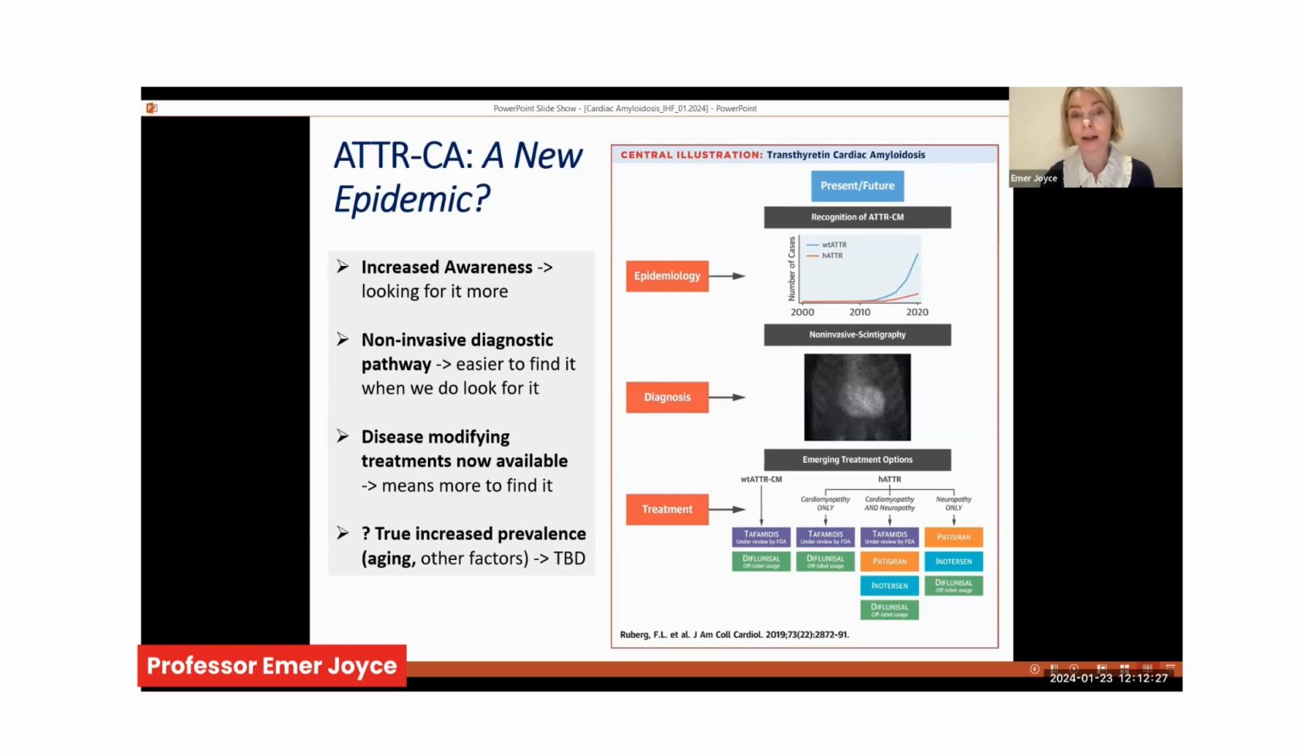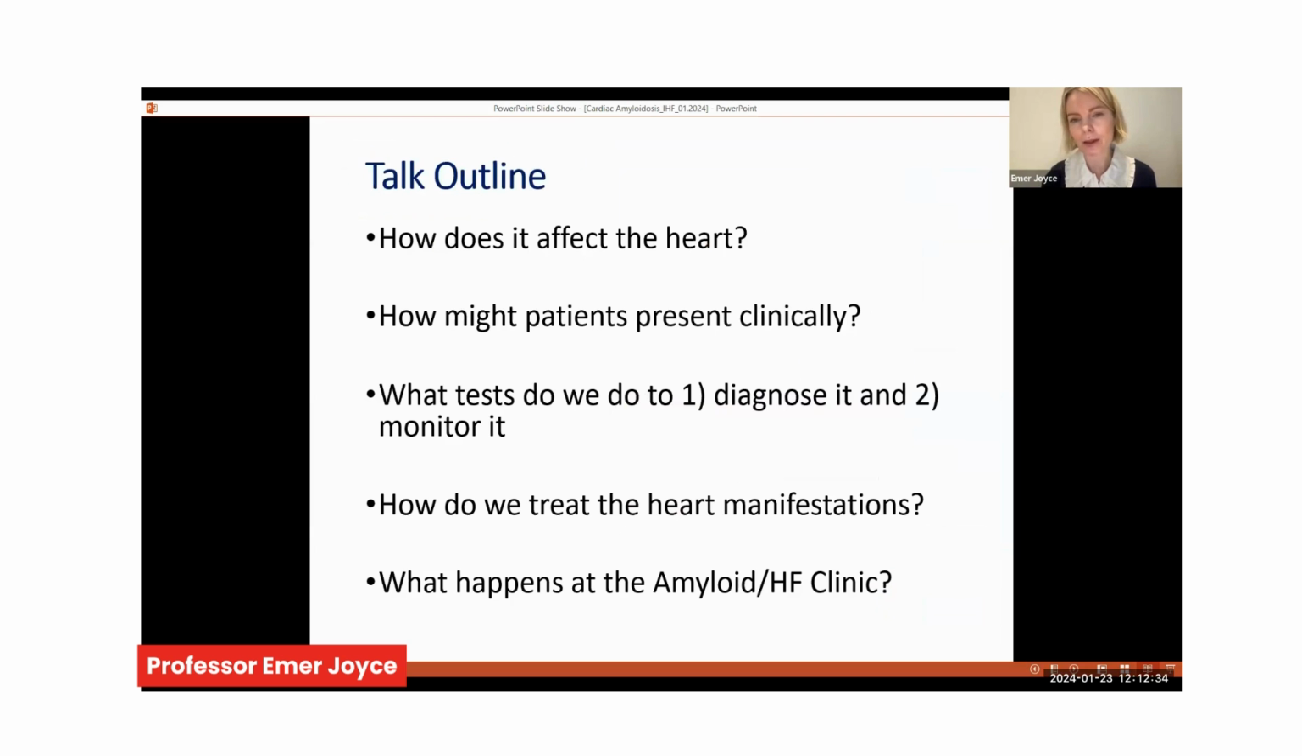Potentially, as people are living longer, which is a great thing, getting older, then this is probably something that maybe we are seeing more with that.